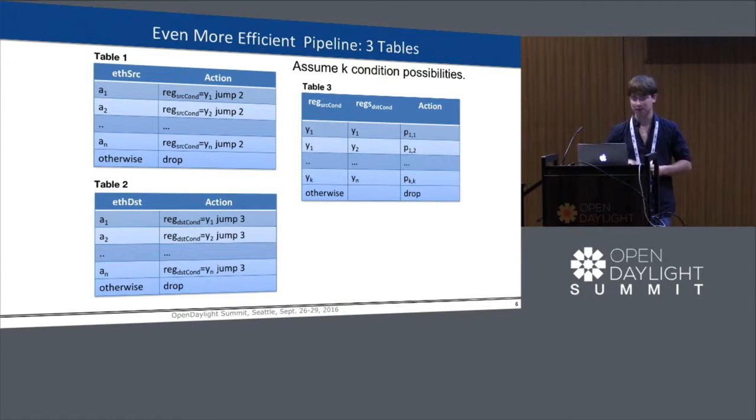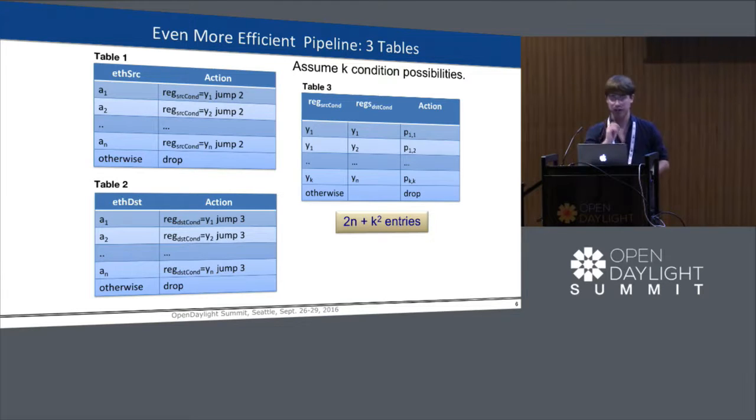If we use 3 tables, the first 2 tables map source and destination to a particular ID of condition set in the metadata, and then the third table maps these 2 condition IDs to produce an action. We can simplify our tables down to 2n plus k² entries: n for the first 2, since we need to consider all n hosts in our host table, and k² in the third table, since we're merely matching each of our source conditions with each of our destination conditions.